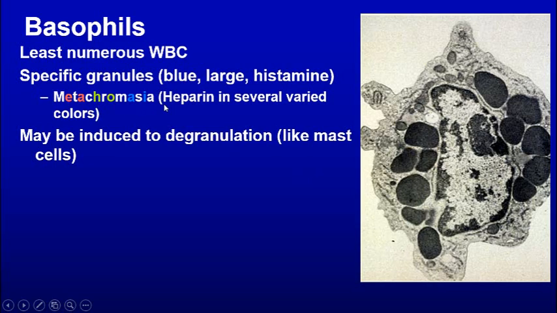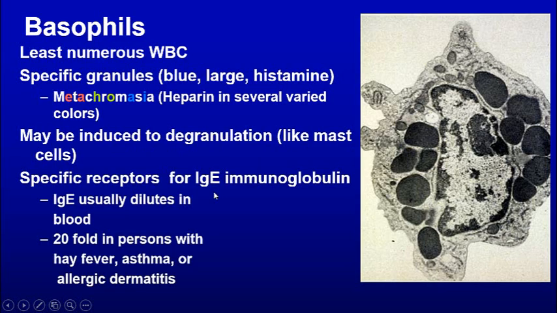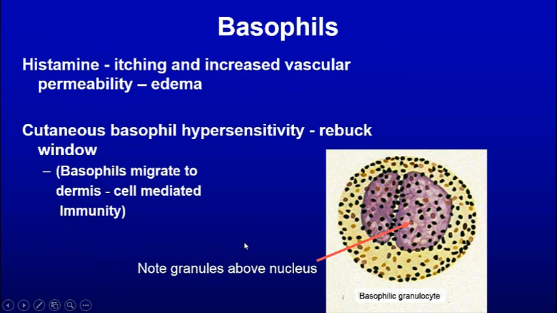And that is, it has heparin, and whenever it stains different colors, you have a combination of different colors within the same granules. May be induced to degranulate, like the mast cell, specific granules, IgE molecules on its surface, and also 20-fold in a person with hay fever, allergic response, or something. So you can have a lot more of those if you have hay fever or something. Basophils have histamine, which causes the itching and increased vasculature, so it's edema, so it swells.